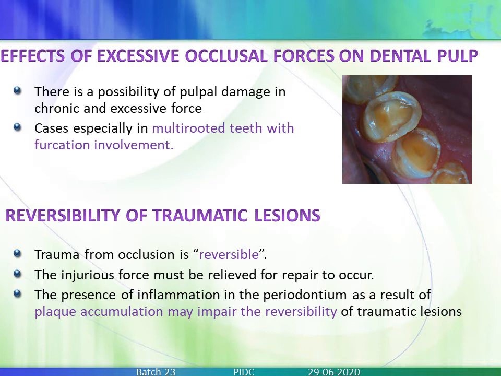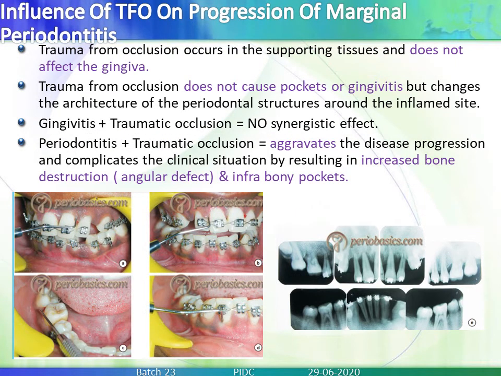So, we will be seeing in the next few slides what is going to happen when plaque is present along with increased occlusal force. As I told you, the influence of trauma from occlusion on the progression of marginal periodontitis. Be very clear with the concept that trauma from occlusion in no way affects the gingiva, but occurs only in the supporting tissues. Trauma from occlusion does not cause pockets or gingivitis, but changes the architecture of the periodontal structures around the inflamed site.